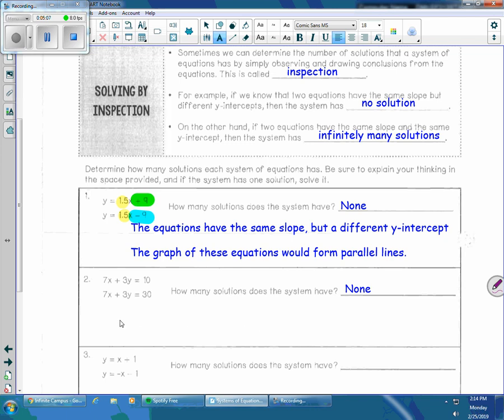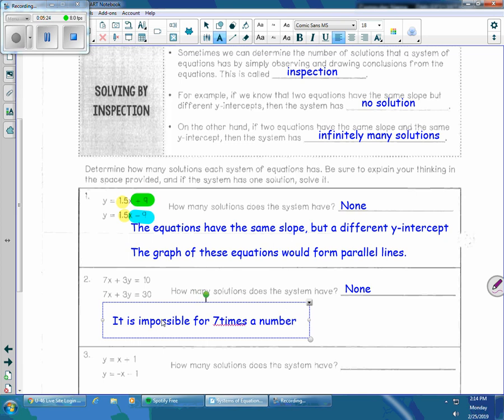So what am I going to use for an explanation here? On this particular one, I'm just going to say it is impossible for 7 times a number plus 3 times a number to have a different outcome.